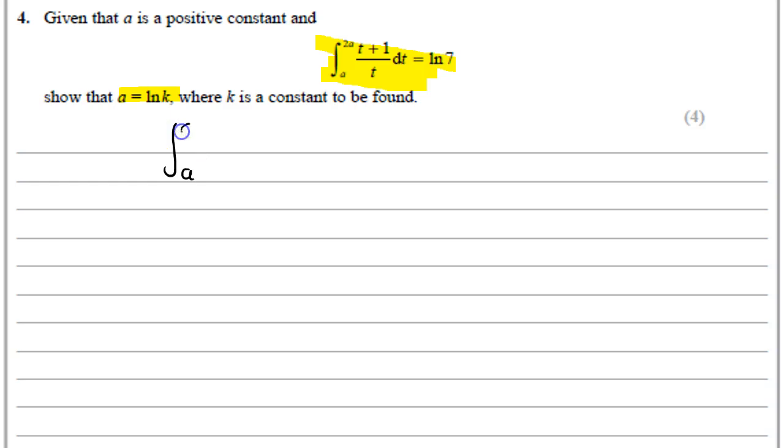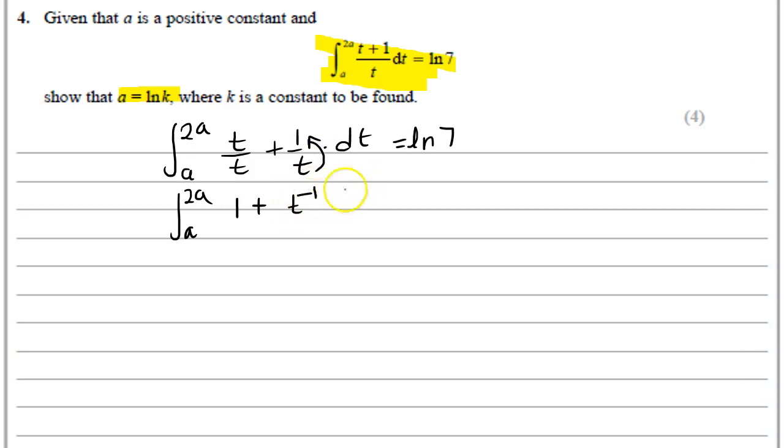The integral from a to 2a of (t over t plus 1 over t) dt is equal to ln 7. Here t over t is cancelled out, so we got 1. So the integration from a to 2a of 1 plus 1 over t, and we need to integrate with respect to t, is equal to ln 7.